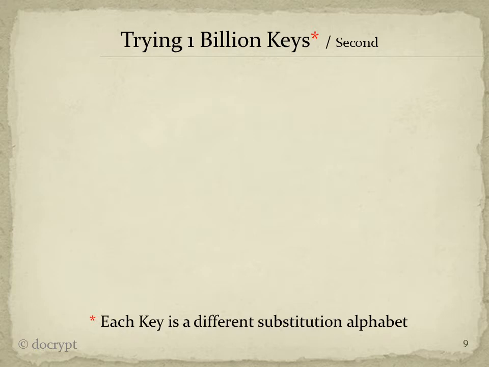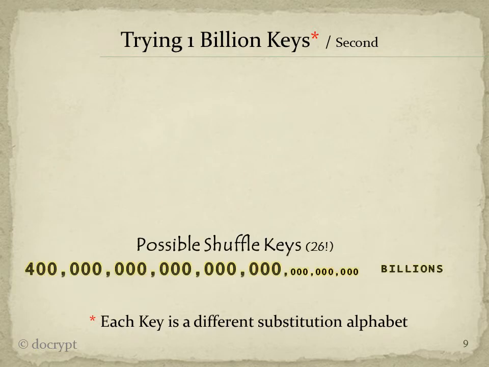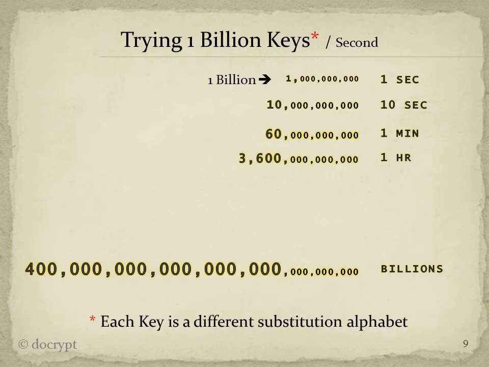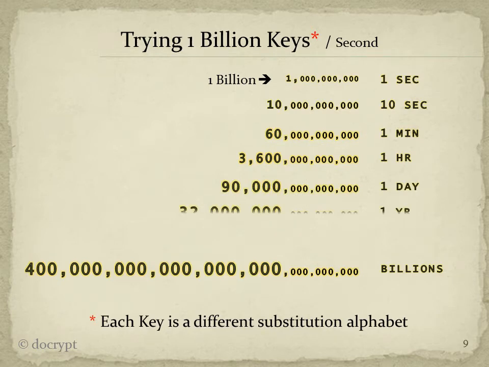Shuffle can make so many substitution alphabets that we're going to assume the cryptanalyst can try 1 billion per second. How long is it going to take him to find the particular shuffle substitution alphabet you use? Let's see. Well, if 1 billion takes 1 second, 10 billion takes 10 seconds. 60 billion takes a minute. 3,600 billion takes an hour. 90,000 billion will take a day. 32 million billion will take a year.